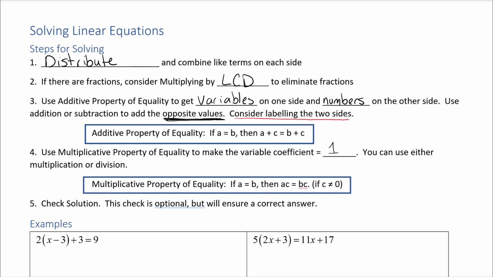And step 5 says check the solution. Now this check is optional, but it will ensure a correct answer. I'm going to show you how to check on some of them. On some other problems, the check gets so cumbersome, it is more work just to check it than it is to solve it. So we might not be checking every single one, as it is just an optional check.